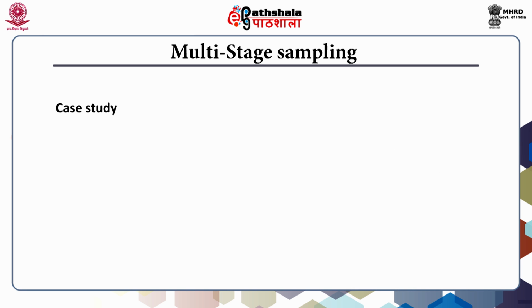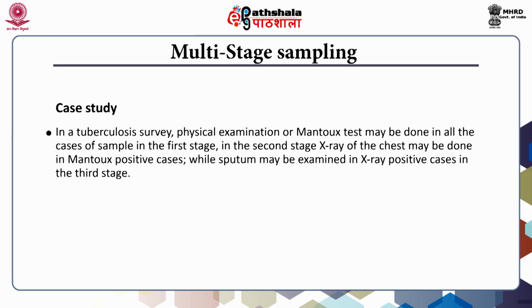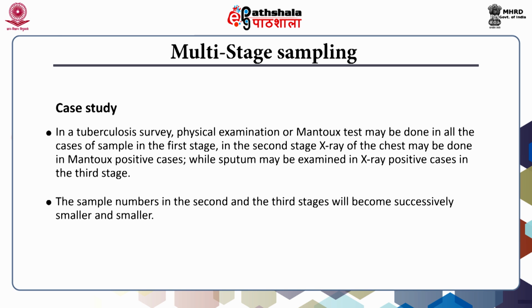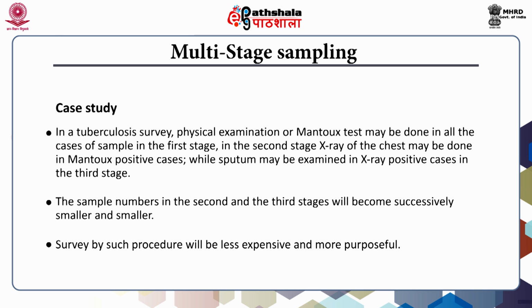A case study on multi-stage sampling. In a tuberculosis survey, physical examination or Mantoux test may be done in all the cases of sample in the first stage. In the second stage, X-ray of the chest may be done in Mantoux positive cases, while sputum may be examined in X-ray positive cases in the third stage. The sample numbers in the second and the third stages will become successively smaller and smaller. Survey by such a procedure will be less expensive and more purposeful.